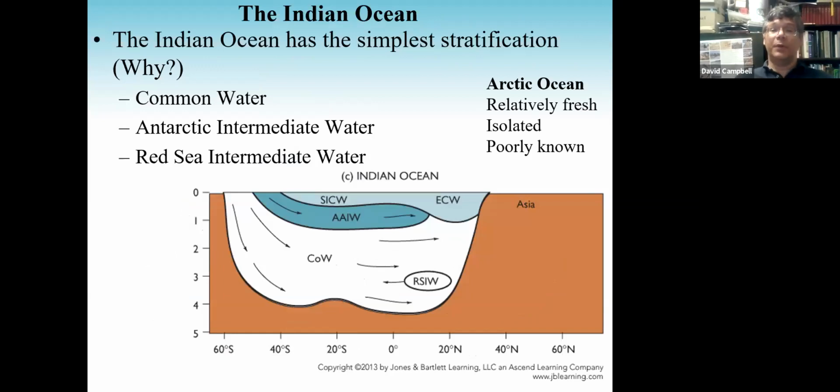Indian Ocean's even simpler. We only got one pole to be concerned about. North Pole isn't affecting the Indian Ocean. Asia's in the way. So we have this deep water. Again, it's the stuff that started out in the far North Atlantic, got near Antarctica, cooled once more, sunk under intermediate, and then we have the surface waters, and here's some extra salty water coming out of the Red Sea.